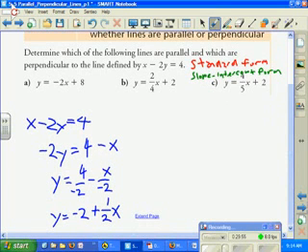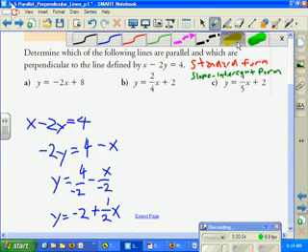Okay, so here we go. Correct. Now that I have my slope here, where's my slope actually? Which one's my slope? Chris? One half? Okay, so that's my slope.